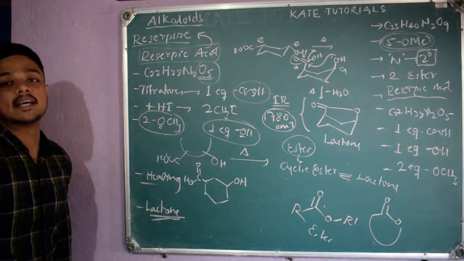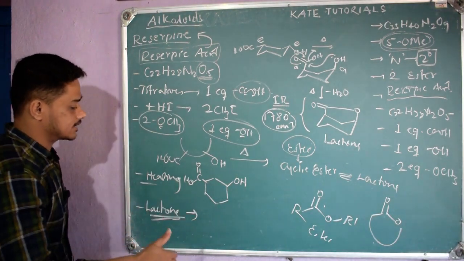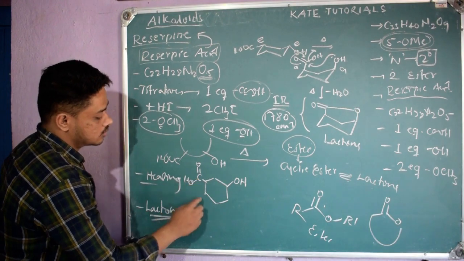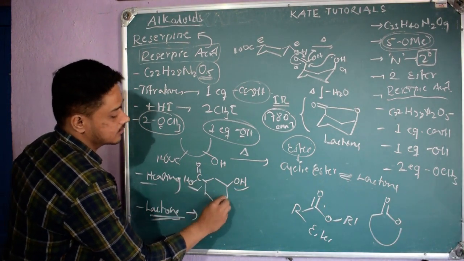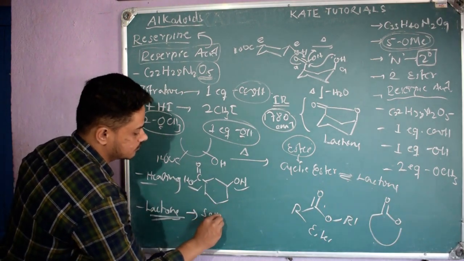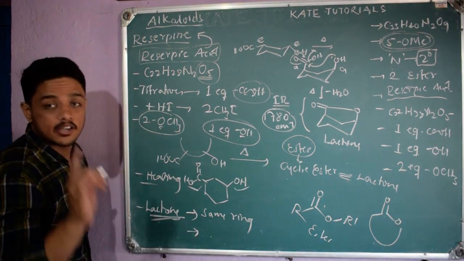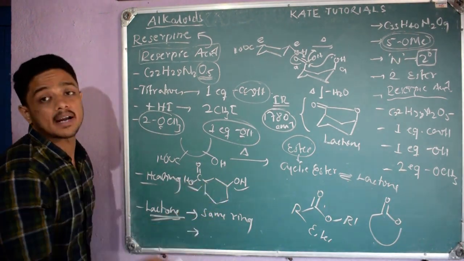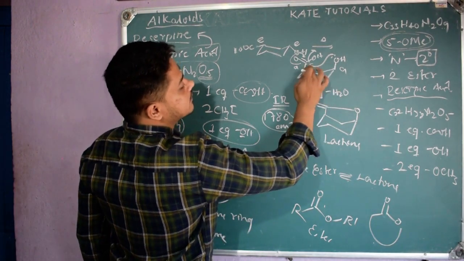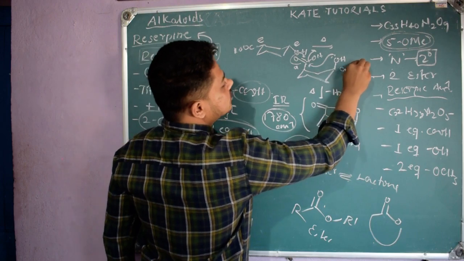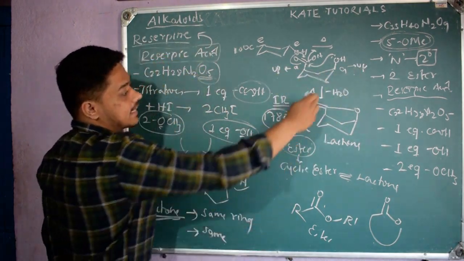So what conclusions did they get from this reaction? They got that both the COOH group and this alcohol group are present on the same ring. And the second conclusion is that the stereochemistry of the COOH group and the OH group is the same, because unless both are axial, meaning here it is up and this is also up, right? Unless both are up, this reaction may not happen.